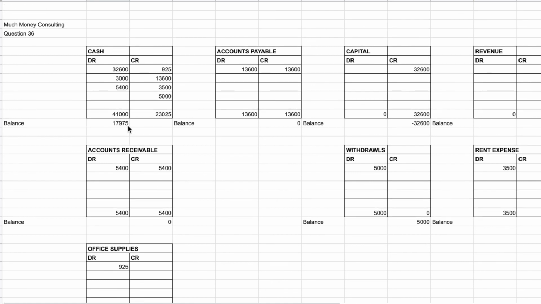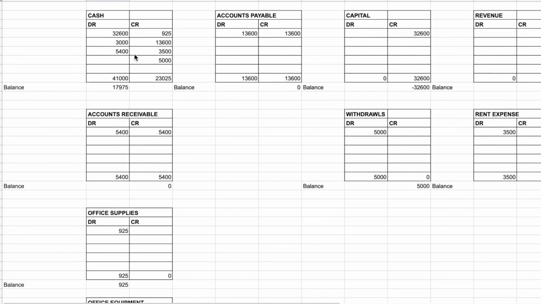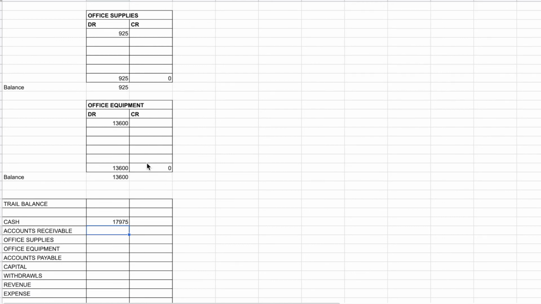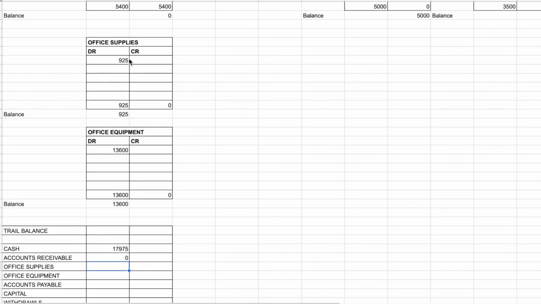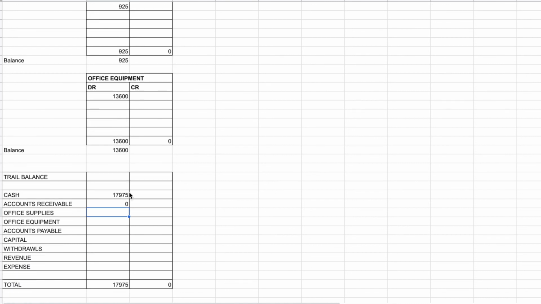Now I'm going to do the same thing for every other one. So I'm going to go down to my accounts. This is why you should line them up. It makes it easier when all the assets are together. So accounts receivable, the balance in that one is zero, so there's really nothing we need to do. Normally, asset accounts will have debit balances. Office supplies, 925 balance. Office equipment, 13,600 balance. Now that's all our asset accounts.